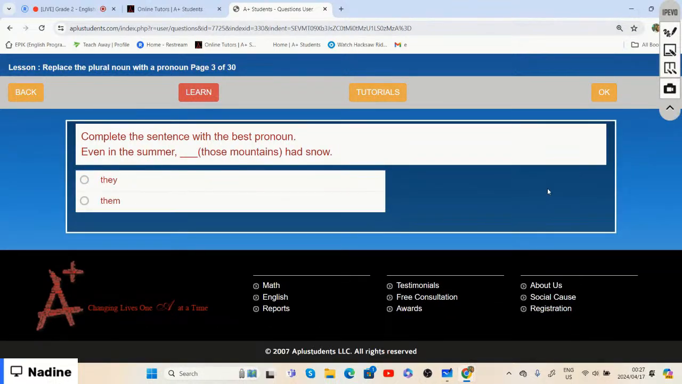Let's do one more. Even in the summer, those mountains had snow. So, those mountains, we need to replace our plural noun, which is those mountains, with the best pronoun, which is either they or them.